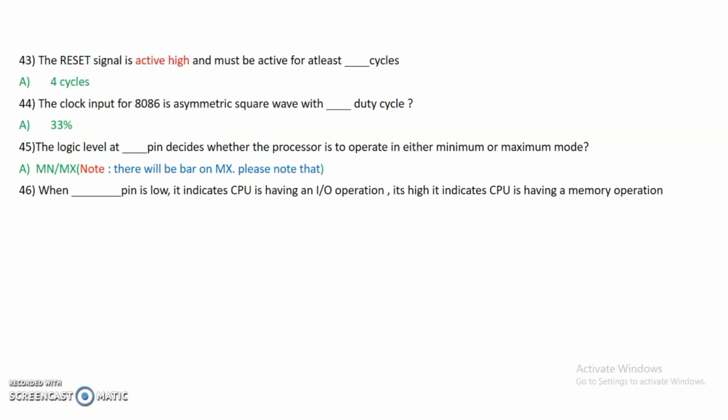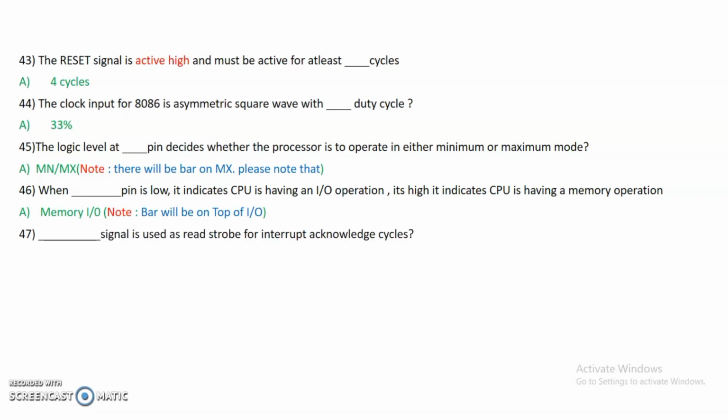Bit number 46. When dash pin is low, it indicates the CPU is having an input-output operation, and when it's high, it indicates the CPU is having a memory operation. So memory input-output indicates whether the CPU is executing either an input-output operation or a memory operation. Here also try to make a note that on the top of input output there will be a bar.